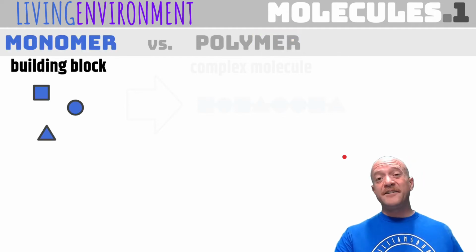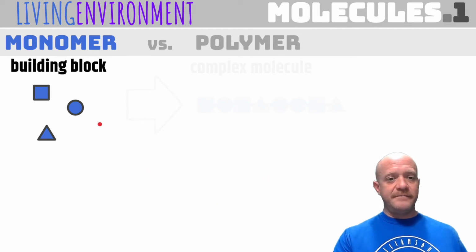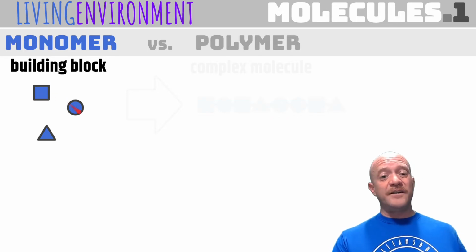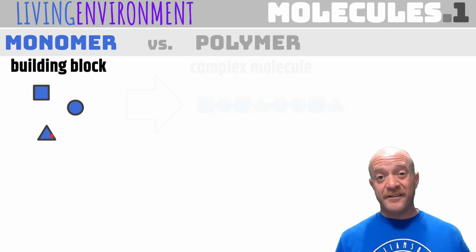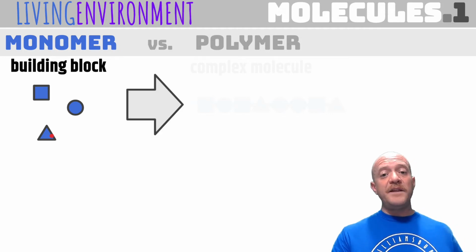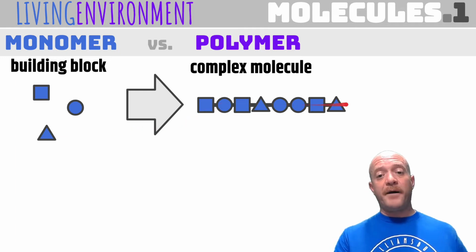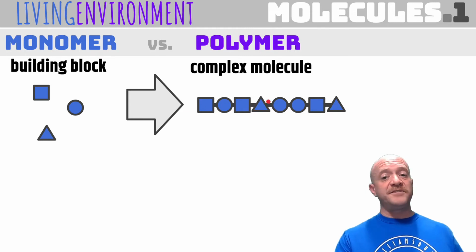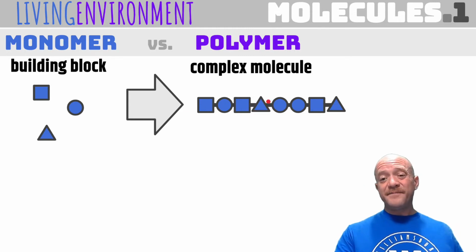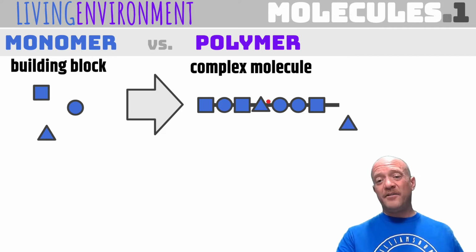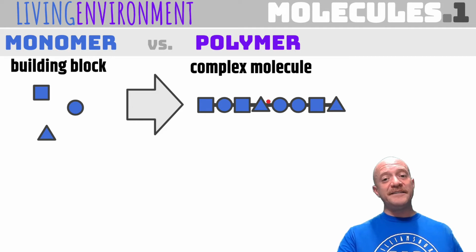So monomers are considered building blocks. I'm simplifying it by showing you little shapes. Sometimes on the Regents you'll see squares, circles, and triangles to represent particular building blocks. When you put them together, you'll get a complex molecule, or a polymer. Notice we have many parts. It doesn't always have to be different ones. It can be all a bunch of squares, or all a bunch of circles. But if I took away this triangle right here and swapped it out with the square, that's actually a different molecule entirely.